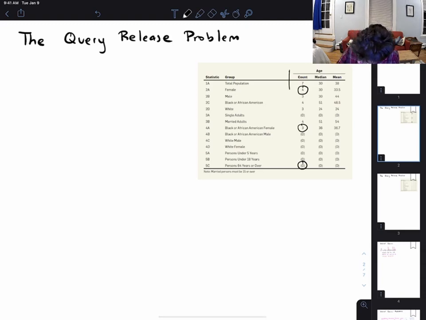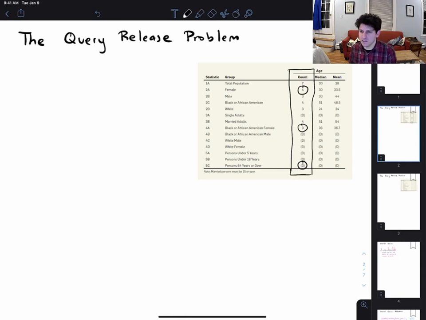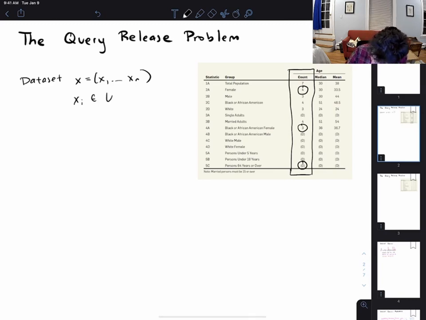So for today, I'm just going to focus on the counts. I'm only going to be interested in count statistics, but the types of ideas that go into this apply to releasing medians of little subpopulations and means, but we're just going to think about counts. The types of queries in this column all have the following form. My data set is x1 through xn, and every xi comes from some domain u.